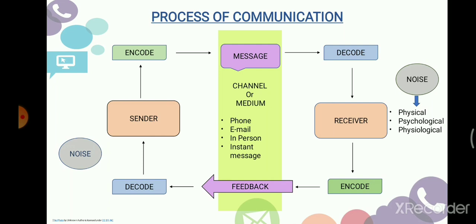So, the first work that the sender does is encoding the message in the form of written words or even sentences, right, in order to compose the message. Now, the message is the outcome of the encoding which takes place, and it can be in the form of verbal, non-verbal, or even written communication. So there can be various forms of messages.